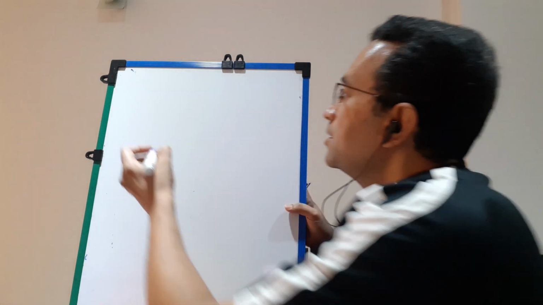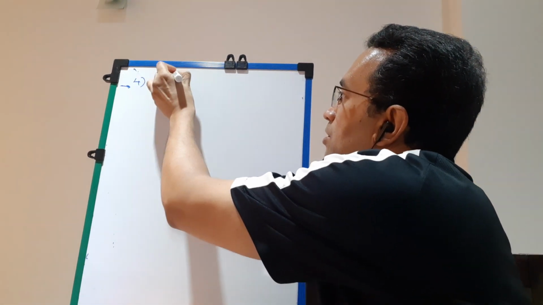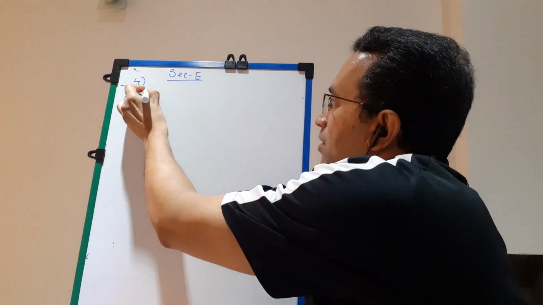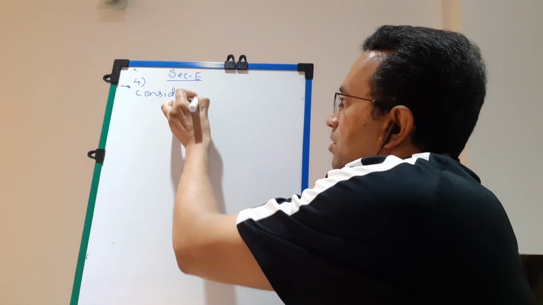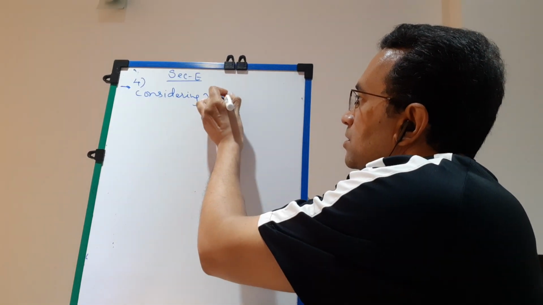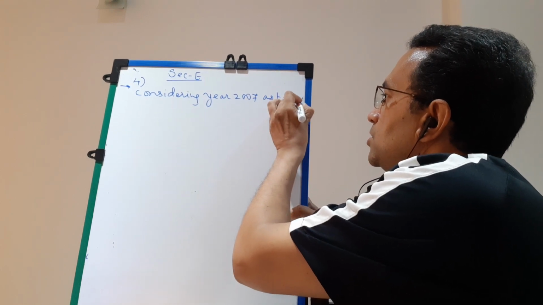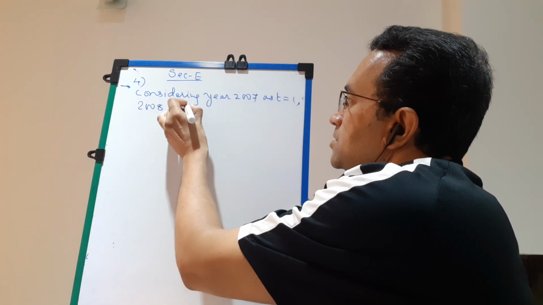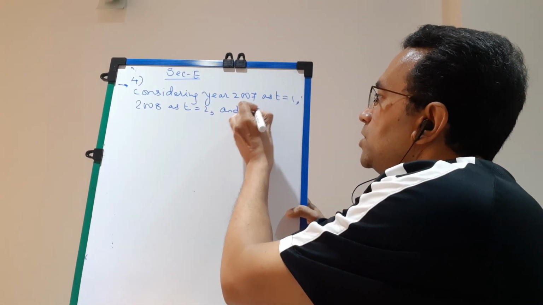Considering the year, sum number 4, section E. Considering the year 2007 as t is equal to 1, 2008 as t is equal to 2, and onwards.